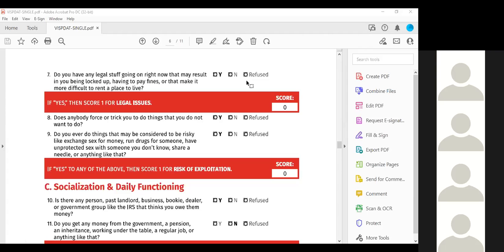Misty says something that I think we fail to get. This document is trying to get a lot of information in a few questions. So let's look at number 7. Do you have any legal stuff going on right now? One question. Do you have any legal stuff going on right now that may result in you being locked up? One question. Do you have any legal stuff right now that will have you pay fines? One question. Or do you have any legal stuff going on right now that will make it more difficult for you to rent a place to live?